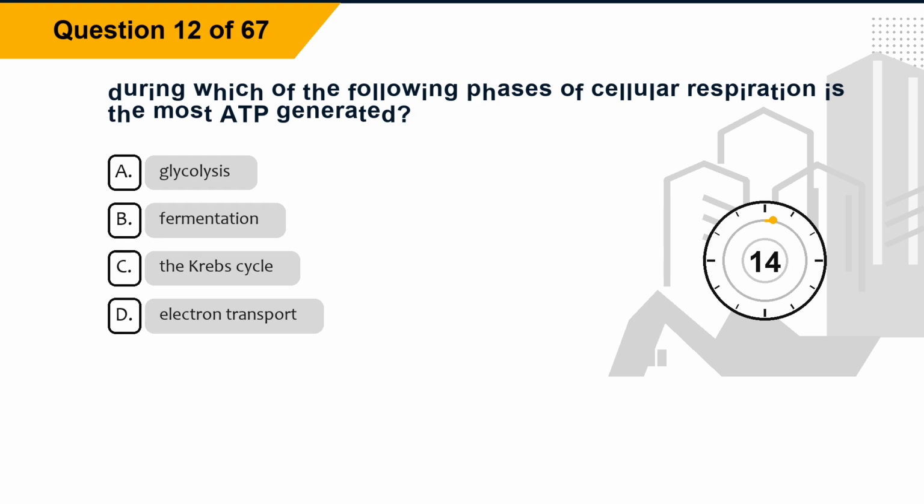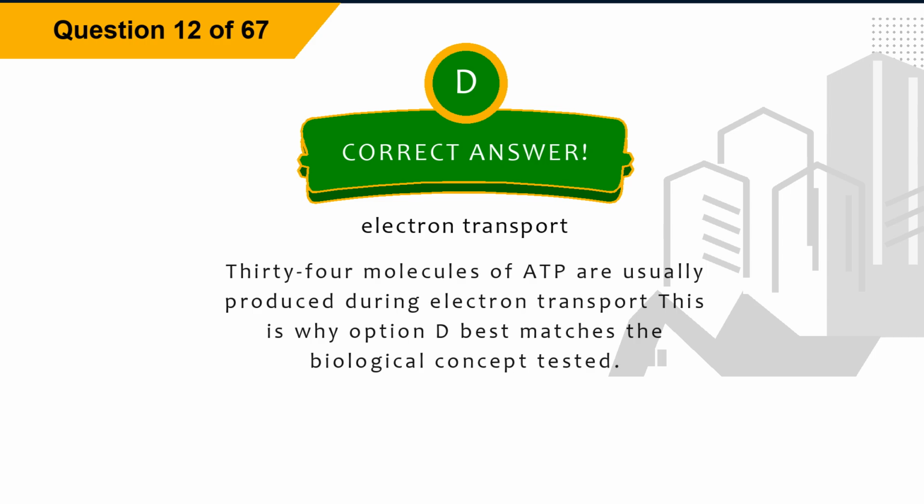Question 12. During which of the following phases of cellular respiration is the most ADP generated? Option A, glycolysis. Option B, fermentation. Option C, the Krebs cycle. Option D, electron transport. The correct answer is option D, electron transport. Explanation. 34 molecules of ATP are usually produced during electron transport. This is why option D best matches the biological concept tested.